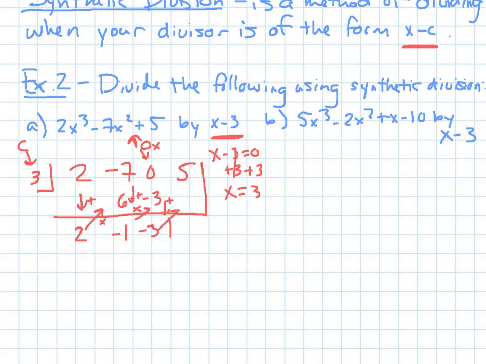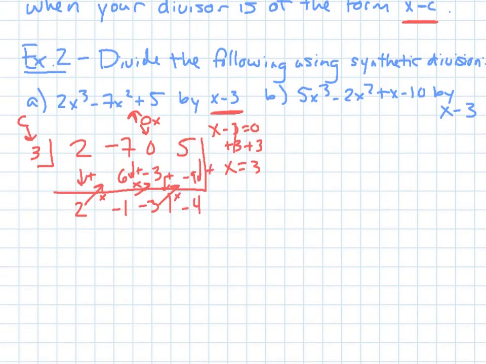And then I multiply, so it gets me -9. And then I add down, it gets me -4. Okay, so here I do the same thing, except now my answer will be 2x cubed minus 7x squared plus 5 is equal to my divisor, which was x minus 3, and then my new quotient. Now I'm going to attach these.